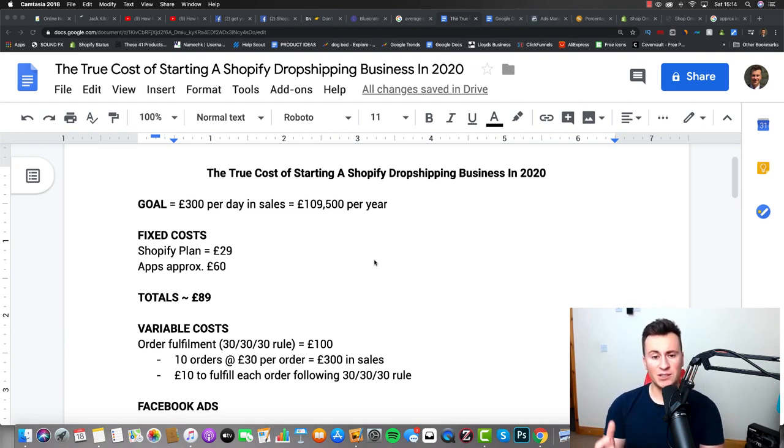The reason being is because numbers are very black and white, they don't lie. So for example, a £10 CPM is obviously better than a £20 CPM. A 10 pence cost per link click is obviously better than 20 pence. And at the end of the day, Facebook ads is a numbers game. It's all about testing different creatives, different audiences, different products, seeing where the best data comes from and doubling down and spending your money on essentially what's working.